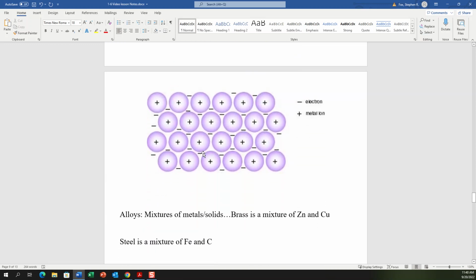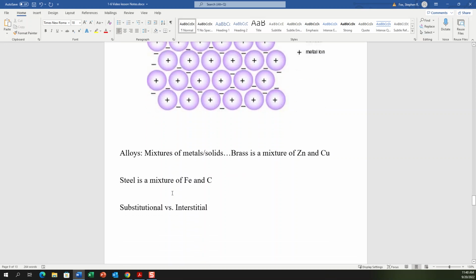Here's another one. Notice that the negative charge isn't its own sphere. It's just kind of negative charge. So you have the metal nuclei next to each other, and then the electron cloud free to flow between the nuclei. All right.